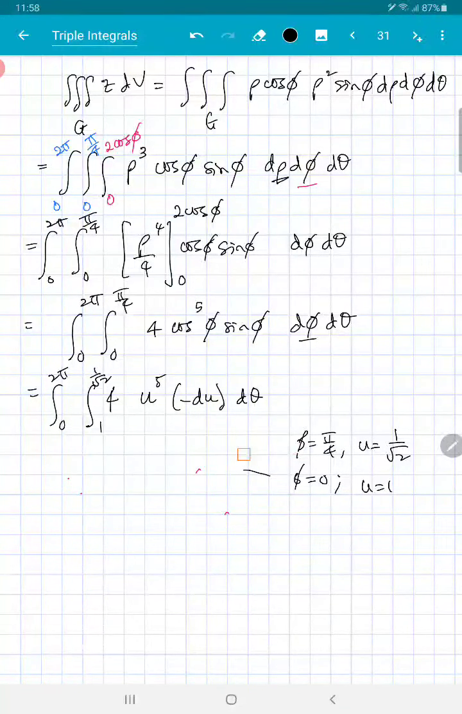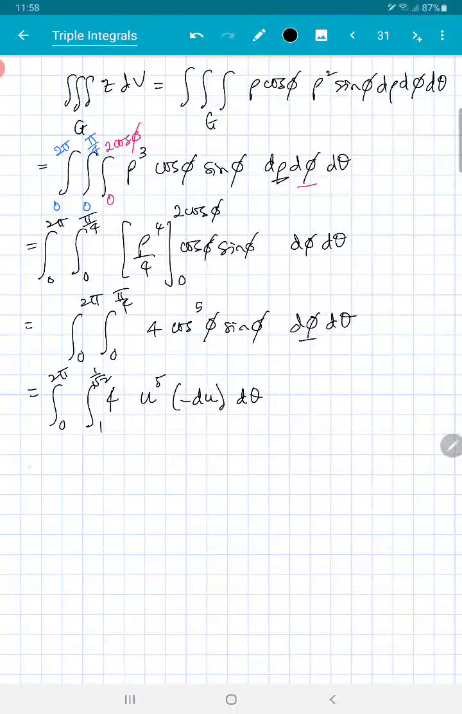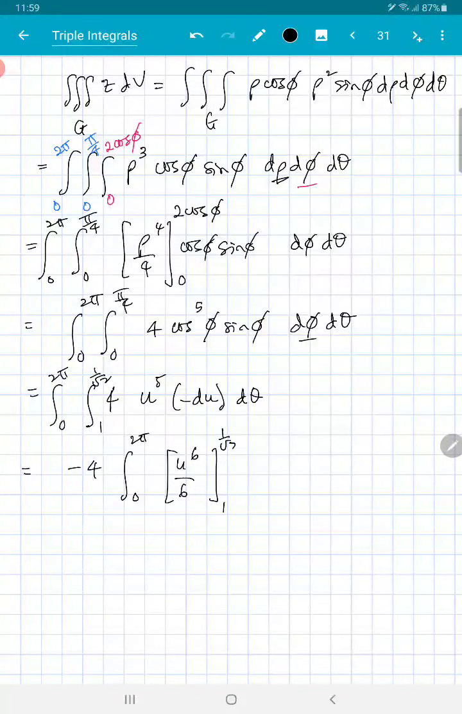Now integrate u to the power of 5. We get u to the power of 6 over 6, with limits 1 to 1 over square root of 2, and we still have d theta.